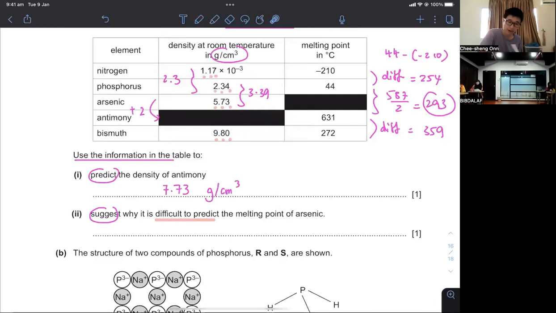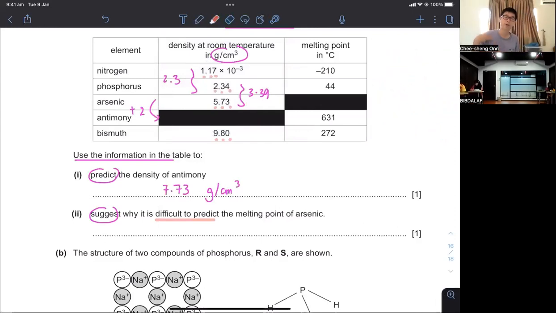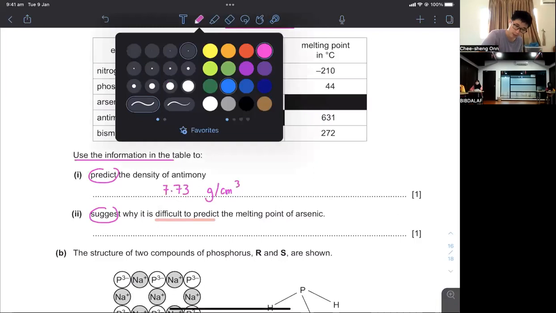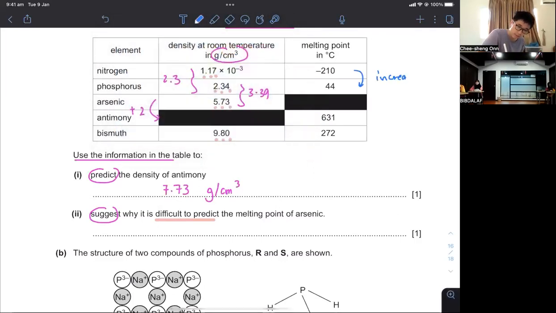Now, in terms of the melting point, it says, why is it hard to predict? When we can predict something, there is a trend. If we cannot find the trend, if there is no trend, if there is an anomaly or something wrong with the trend, we will find it difficult to predict, right? From here to here, increase. From here to here, decrease. So how can you tell whether it's increase or decrease when there is two opposite trends? So that's something that makes it difficult to predict, because no consistent trend in the melting point.